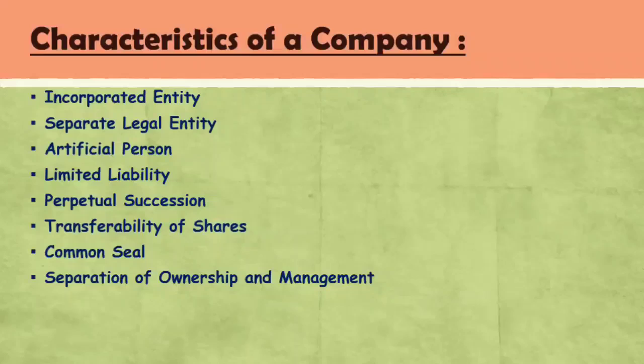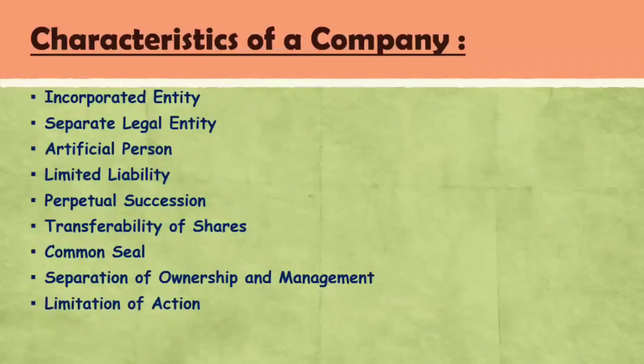So here, owners are different and the management is done by others. Who are the owners of the company? Shareholders are the owners of the company. But who actually manages the day-to-day affairs of the company? The board of directors. So here what happens is separation of ownership and management. Owners are different, and the people who manage the day-to-day affairs of the company are others. That is why there is a separation of ownership and management. Next comes limitation of action.